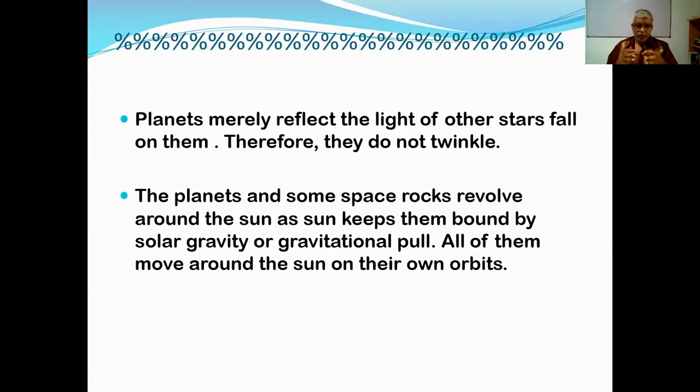Because of the gravitational pull, we are on the surface of the earth, because we are attracted towards the center of the earth. All things, not only people, even the water, even the gas, all the things, if the gravitational pull is missing, nothing will be found on the surface of the earth. All will be thrown into space.